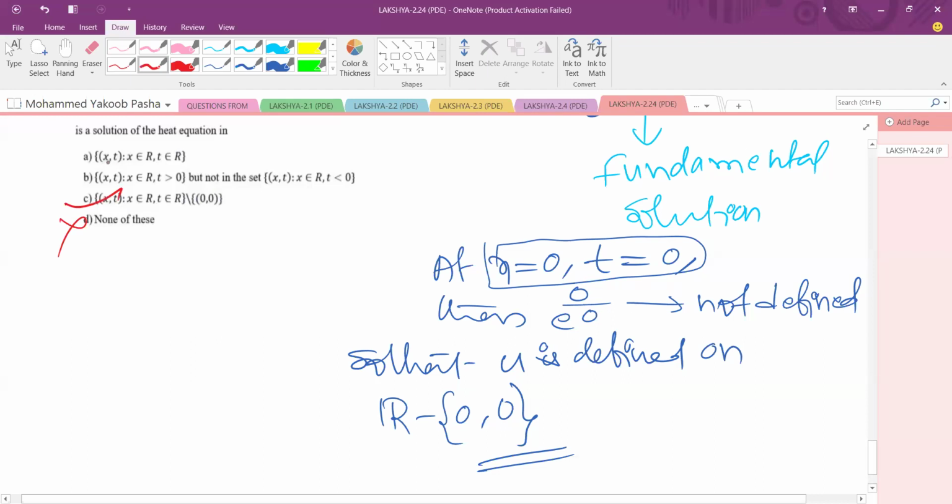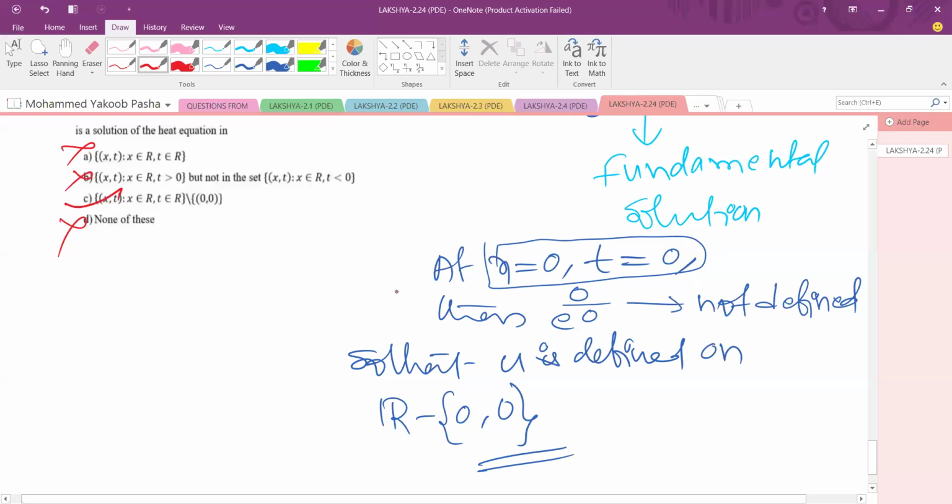Next, the first option: x comma t, x belongs to R, t belongs to R. At 0 comma 0, it is not defined, so it is not correct. The next one: x comma t, x belongs to R, t greater than 0 but not in the set where t less than 0. So it is also not correct. So option C is the right option.